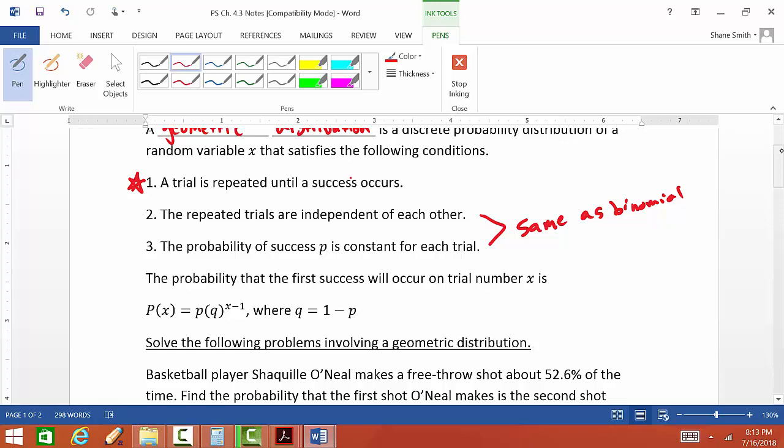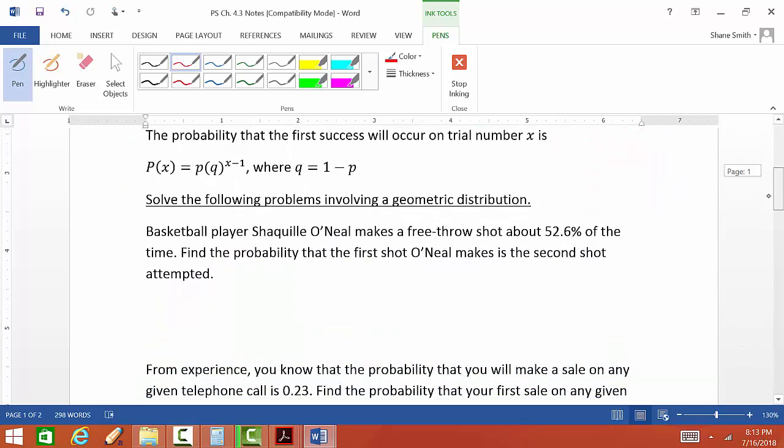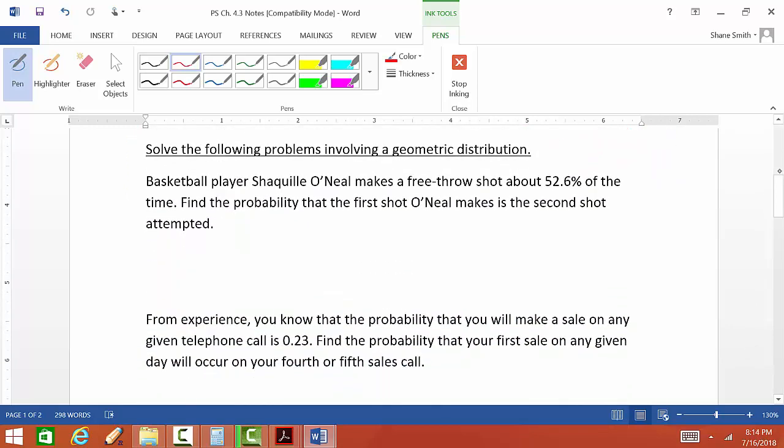So let's do a couple examples about Shaquille O'Neal here. A basketball player, Shaquille O'Neal, makes a free throw shot about 52.6% of the time, which is 0.526. So that's our probability of success for Shaq. And we want to find the probability that the first shot O'Neal makes is the second shot attempted. So q then, because you still need q, is 0.474.